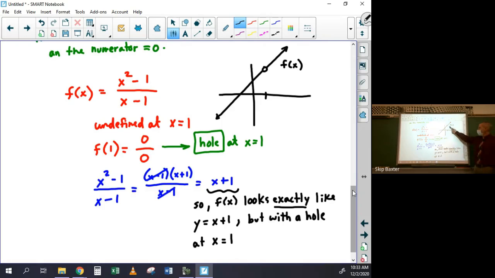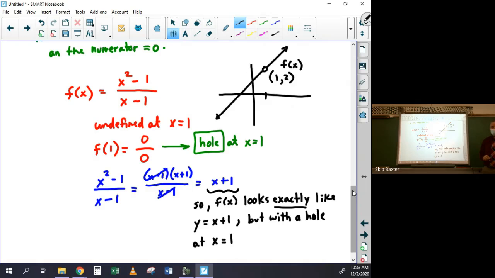So to determine the y-coordinate of this hole, all you need to do is figure out what the y-coordinate of this function is at 1. And it's 2. You plug 1 into this expression, you get 2. So this point is at (1, 2). That's where the hole is, at (1, 2). Does that make sense?